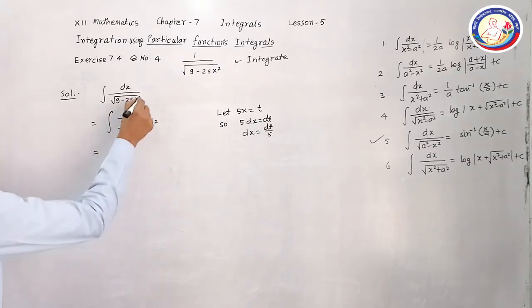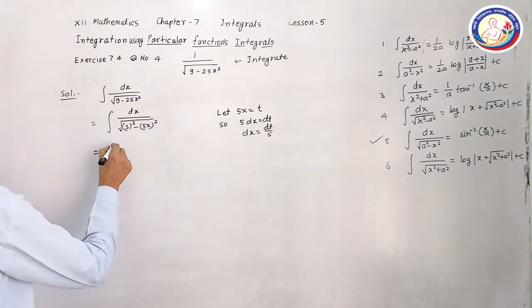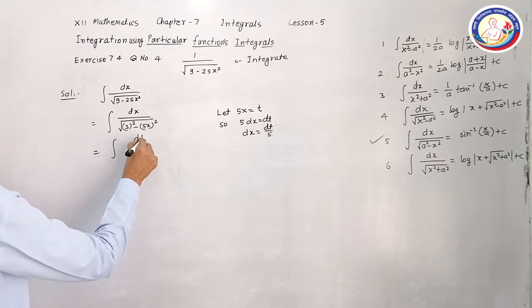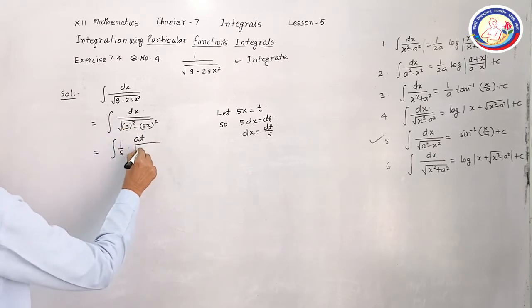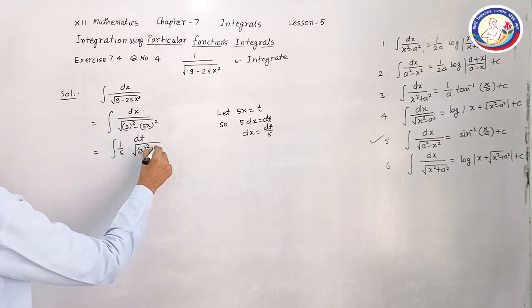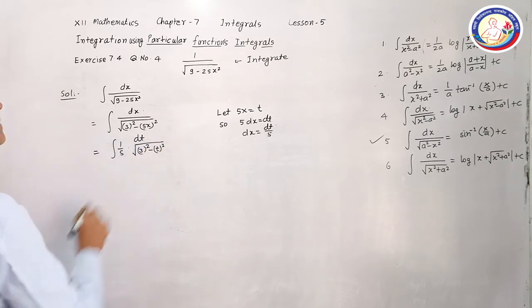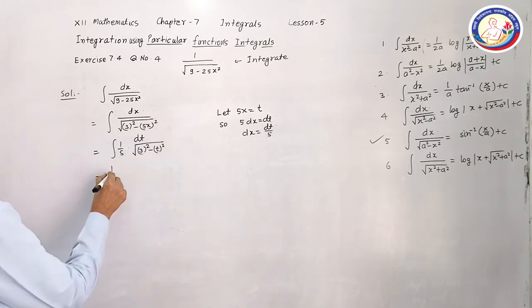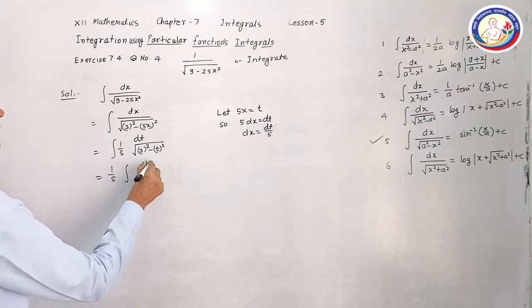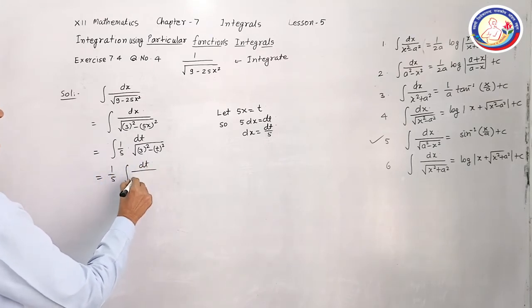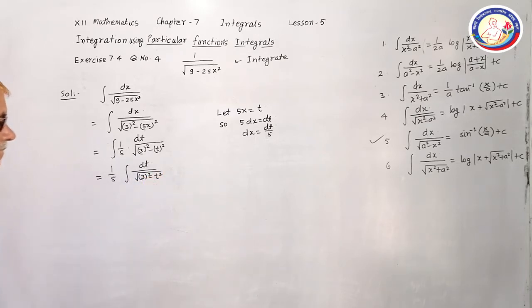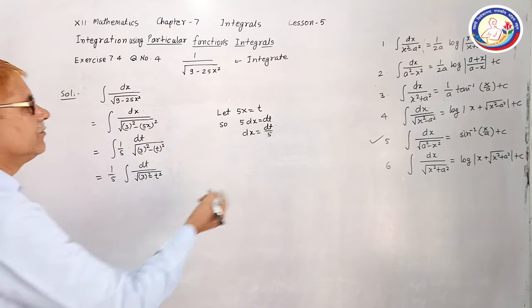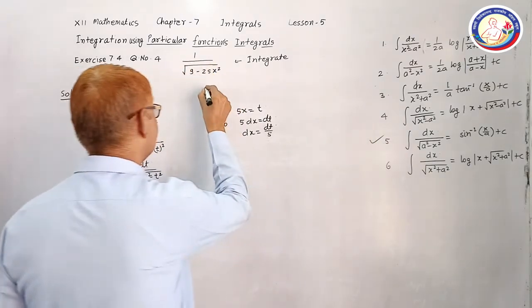Put here the value dx equal to dt by 5. So I am writing dt upon 5, 1 upon 5 here, and 3 square minus t square. We can write it as 1 by 5 integration of dt upon square root of 3 square minus t square. a is 3 here. Use this formula. We will write the formula here.